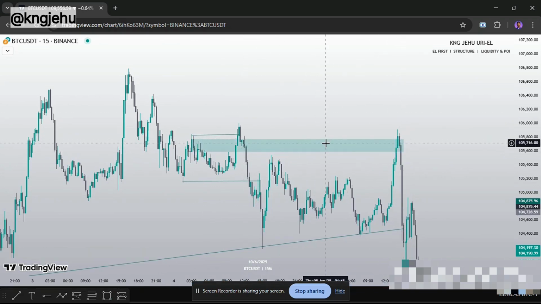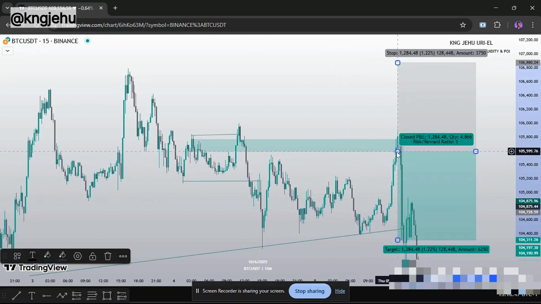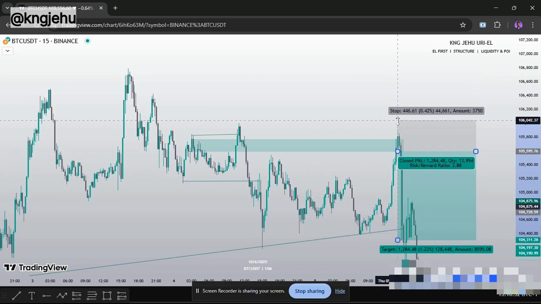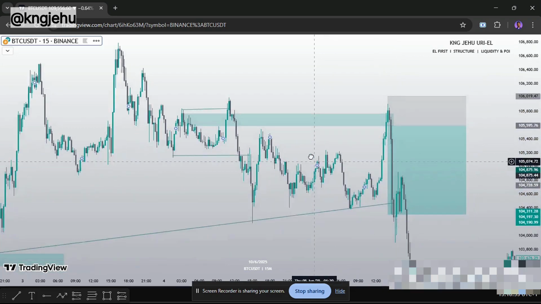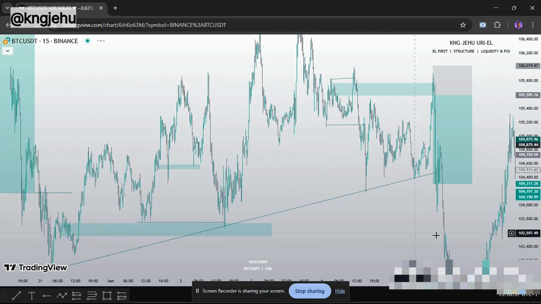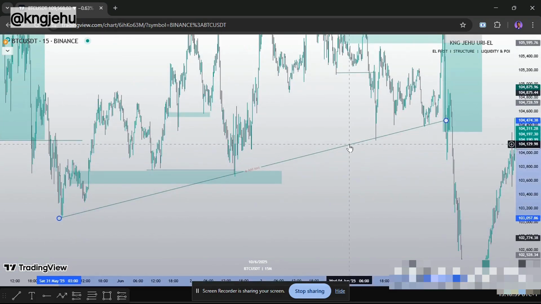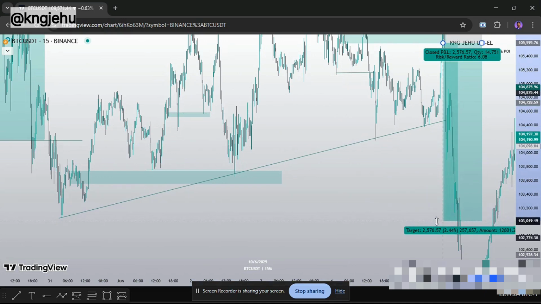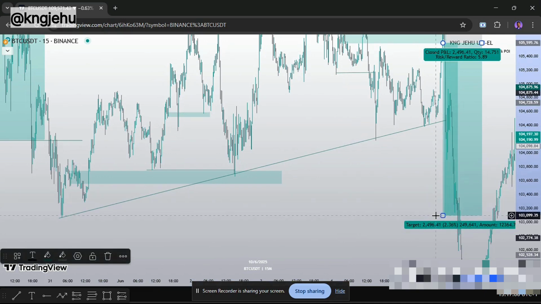Now after you draw this out, your entry is just going to be here, and then your stop loss is going to be above this high like this. Sometimes price can hit your stop loss before moving in. That's how trading is. Now to target our take profit, first of all we have this trend line liquidity, so take profit is going to be here. That's the first take profit.